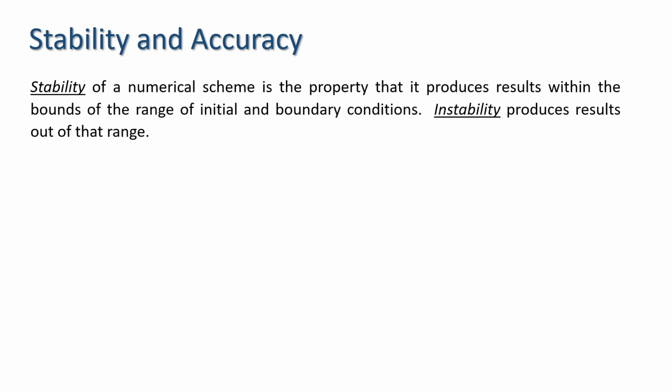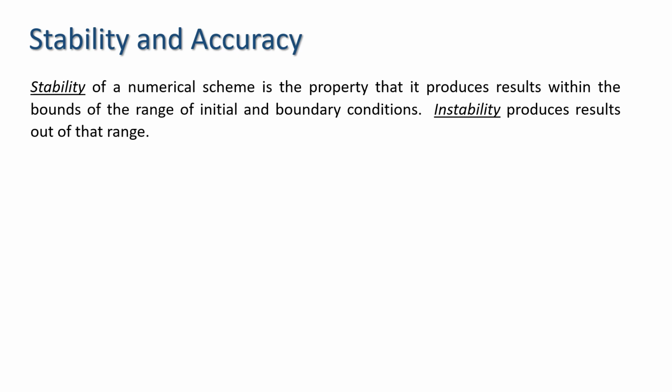In summary then, we looked at two aspects of numerical schemes, stability and accuracy. We saw that we defined a scheme as stable if its infinite set of computed solutions is uniformly bounded, which is to say it produces results within the bounds of the range of the initial and boundary conditions, in the same way that the results of the differential equation being modelled does. Instability, on the other hand, produces results out of that range, and that usually tells us that something's wrong with the way the numerical calculation has been set up.